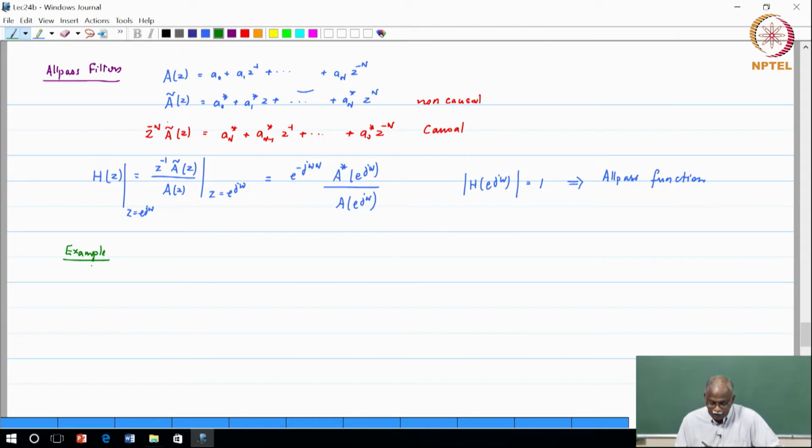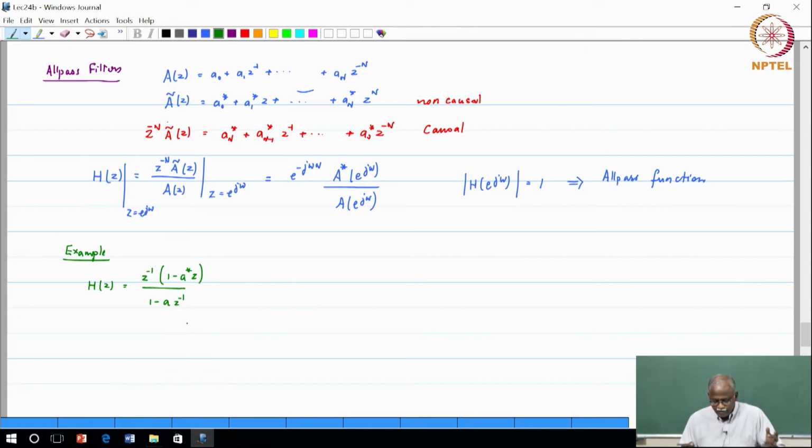I am sorry, z power minus n, thank you, yes, z power minus n. Okay, first a very simple example. I want to look at a first order system. A of z is 1 minus a z inverse. The leading coefficient is equal to 1, so I have to multiply the numerator by z inverse times A tilde of z, 1 minus a conjugate times z.